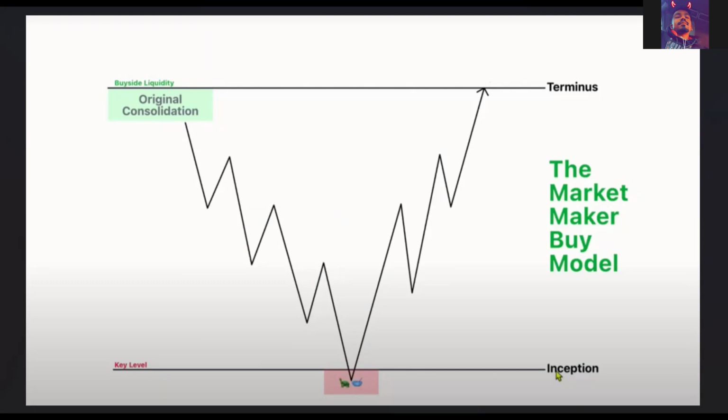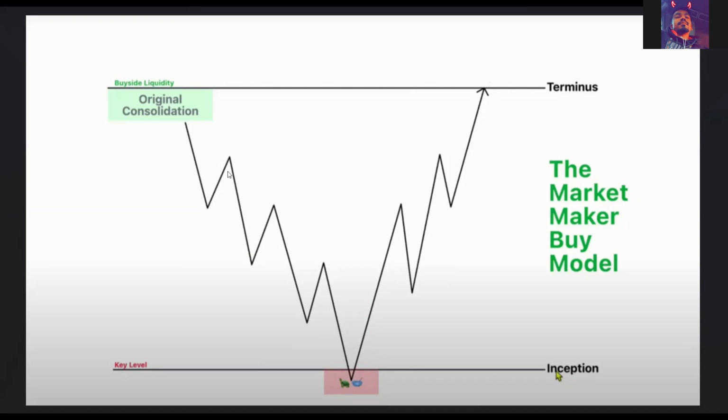When we are looking at the first model that we are going to discuss, this is a market maker buy model. A market maker buy model is a bullish model. This model occurs in bullish markets, mainly in its cleanest form, but it also occurs in bearish markets. Later on, we will learn why and how.